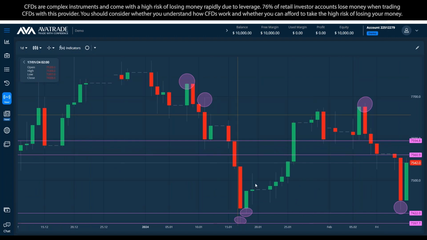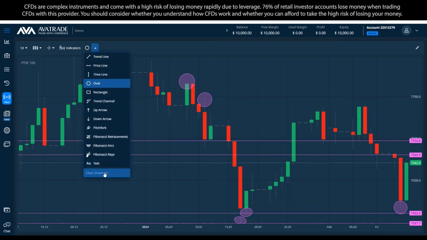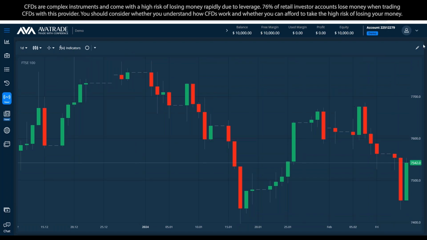Okay, I'm just going to teach you a nice trick. If I want to clean the slate here, and I don't want to go one by one and toss them to the trash, I can just click here on the tiny arrow, click clear drawing, and everything is gone.